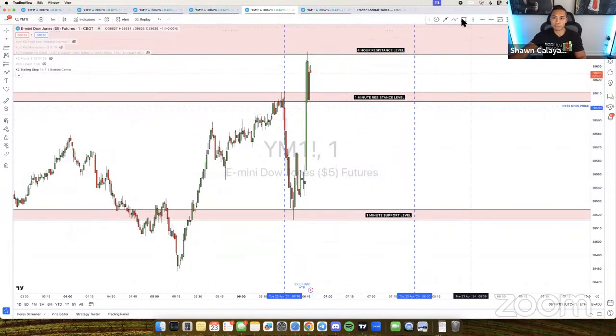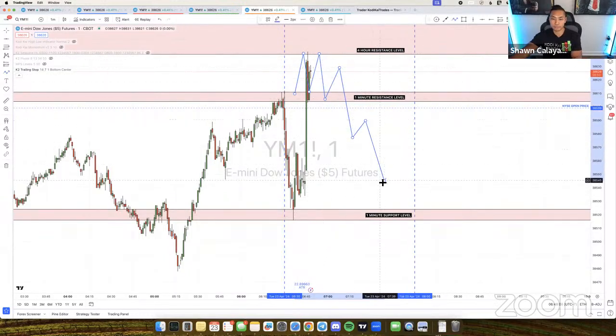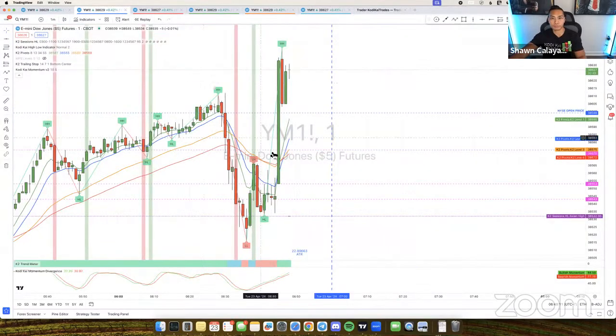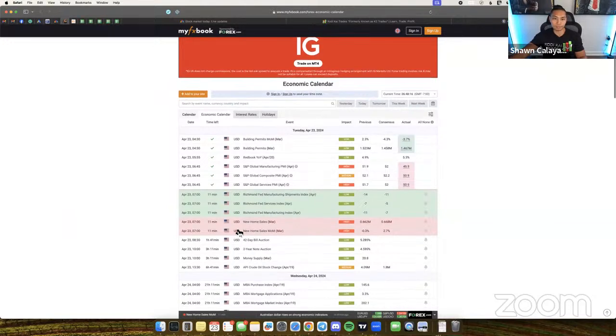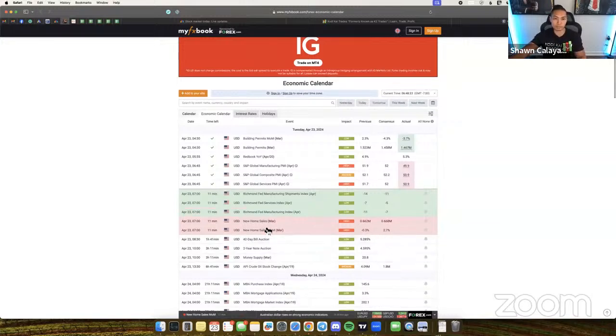What might happen here is price might just range and consolidate around this area first, and then eventually it'll correct back down. It's going to have to correct at some point. Well, kind of depends. If the news later on right here at 7 o'clock is bullish, then price might just stay up here. It might just balance out. So we just got to look for this news at 7 o'clock. It's another high impact news, new home sales and new home sales month over month.